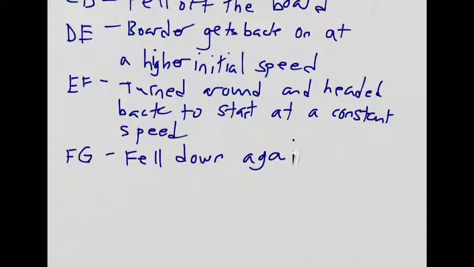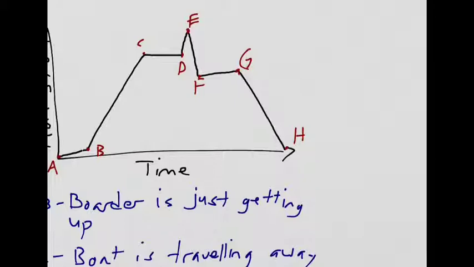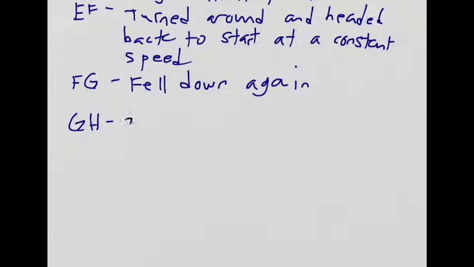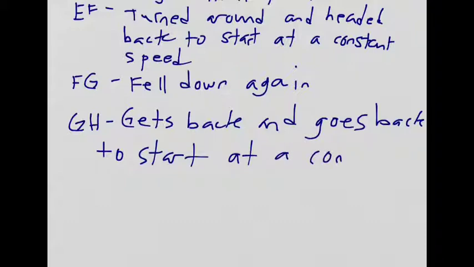In your notes, you'll just have to add G to H. What happens G to H? Driving back at a constant rate. They get back up, they drive home at a constant rate, or back to where they started. So, gets back up and goes back to start at a constant rate.